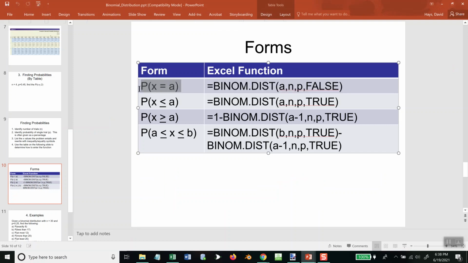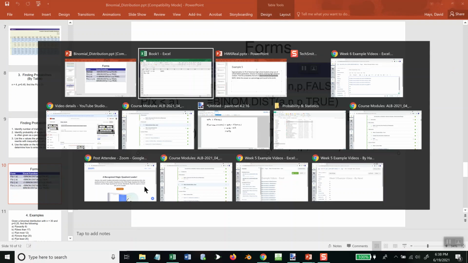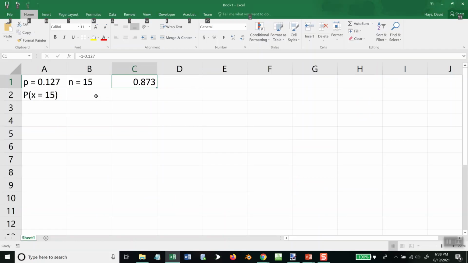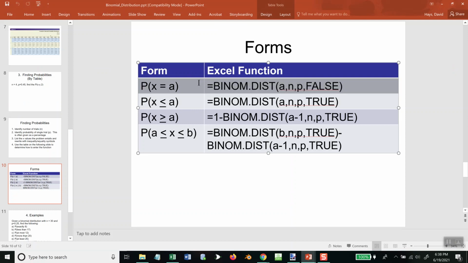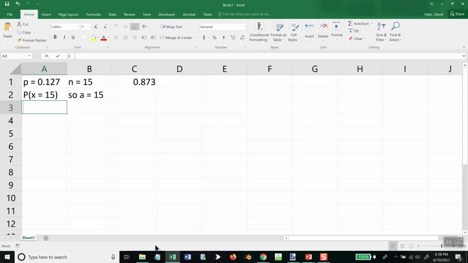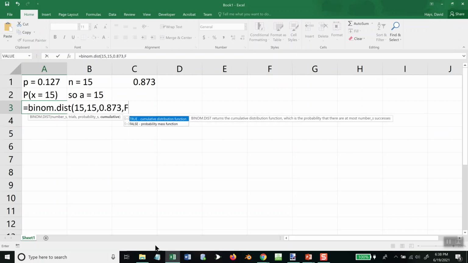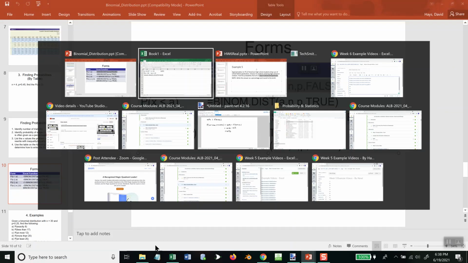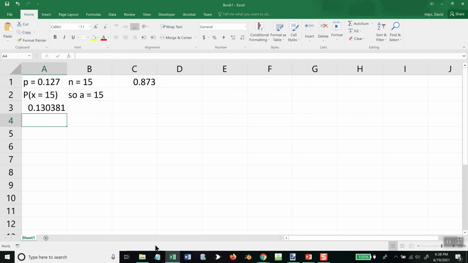Now, our problems of this form, probability x equals, in this case, x equals 15, so a is equal to 15. And we're going to use this form to plug it in. So equals binom.dist, a and p. a is 15, n is 15, p is 0.873, comma, and I think it's false. Yeah, false. And change it to percent. Rounded to one decimal place, that'd be 13.0 or just 13%.